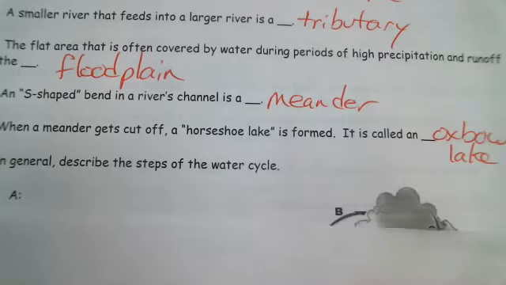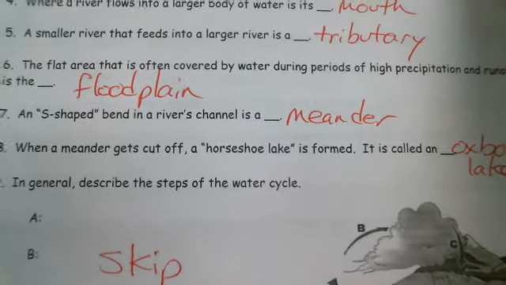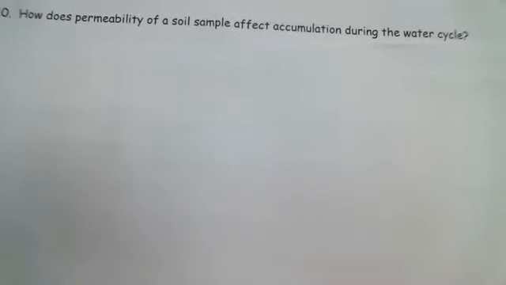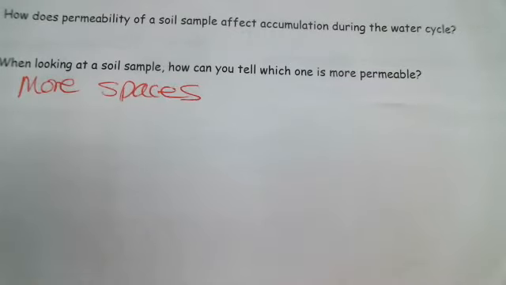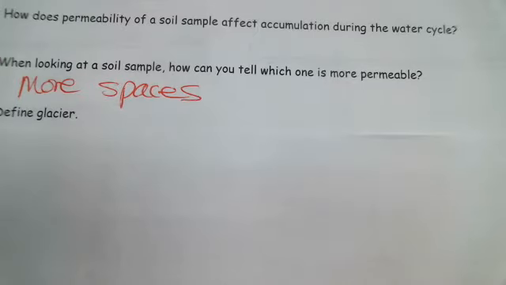Number 9, we're going to skip. Number 10, how does permeability of a soil sample affect the accumulation? We're going to skip that one too. Number 11, when looking at a soil sample, how can you tell which one is more permeable? It's going to be the sample that has more open spaces. That way water can run through these spaces more easily.